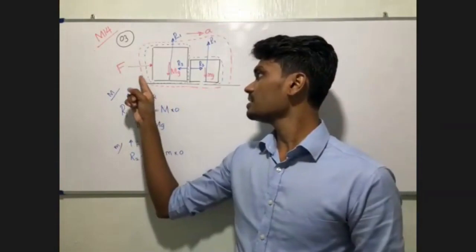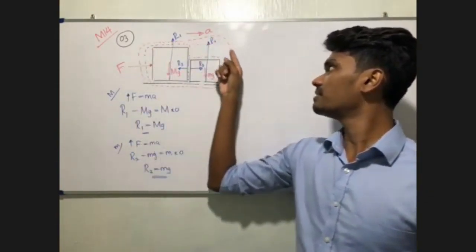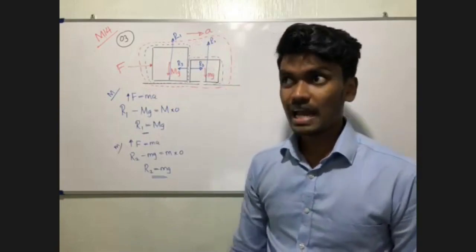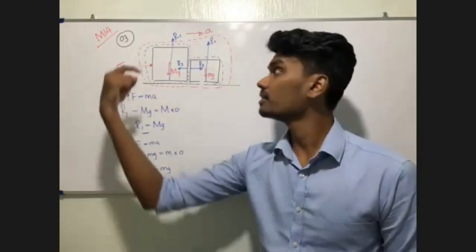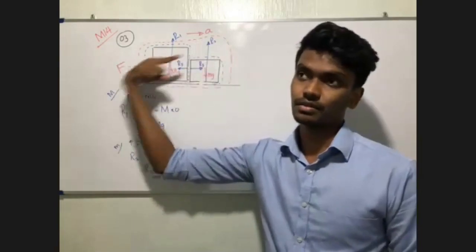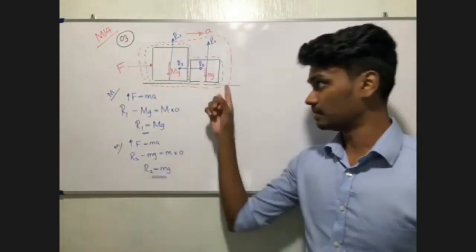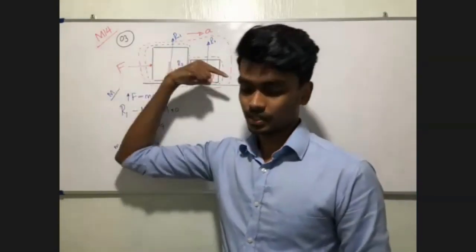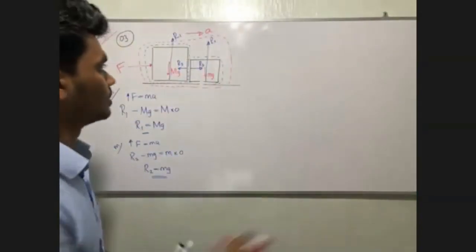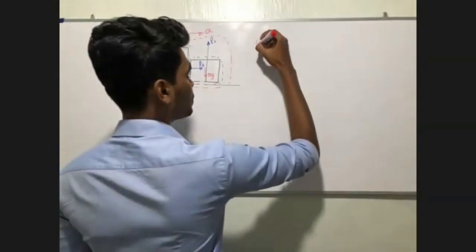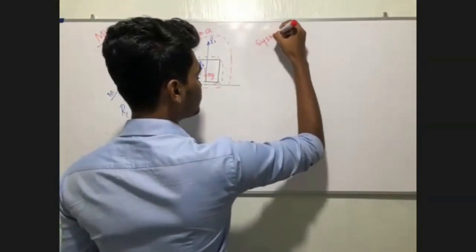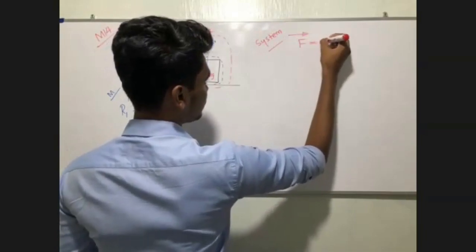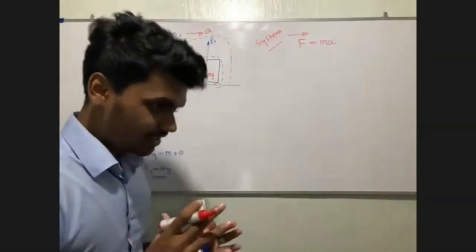I'm going to consider the complete system, and I'm going to apply F equals ma in the horizontal direction. So for the system, I'm going to apply F equals ma in that direction. Like I told you, right?